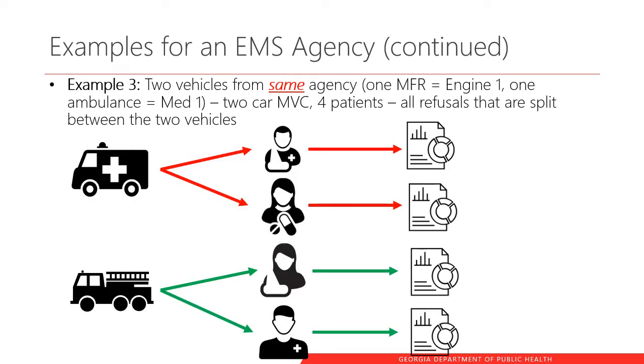So the engine has 2 PCRs, one for each patient they saw, and the ambulance has 2 PCRs, one for each patient they saw. Obviously there are other situations like this, where maybe one or 2 of them got transported. So you can see that the PCR has to reflect what your vehicle did with that patient, or even if there were no patients, you still have to record what that crew and that vehicle did.